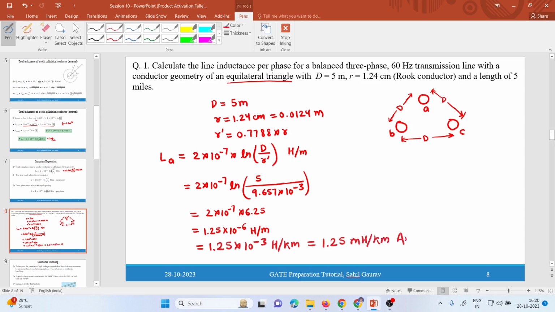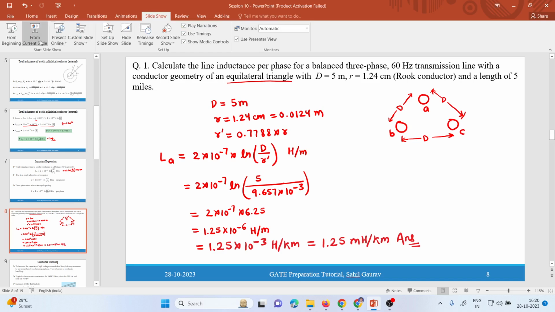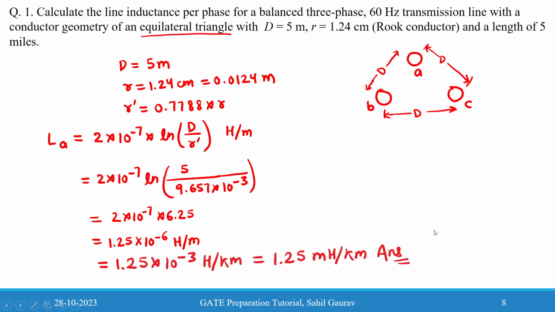Yes, 10 to the power minus 6 constitutes millihenry per kilometer if you convert from Henry per meter into millihenry per kilometer. So till here any doubt? No, sir. Let us move to the next part.